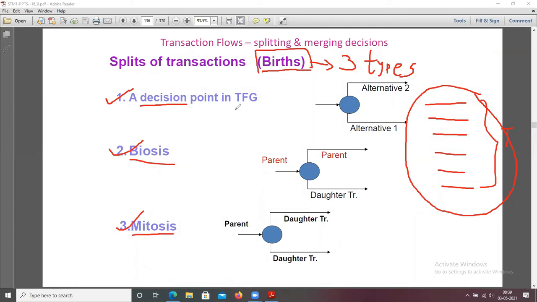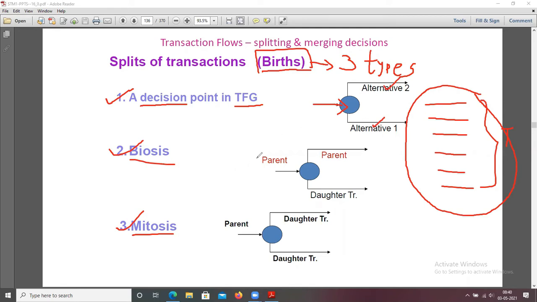Decision point in a TFG, the transaction flow graph, means the transaction will take one alternative or the other alternative, but not both. Here this is the transaction, and here there is a condition. The transaction will take either alternative 1 or alternative 2.